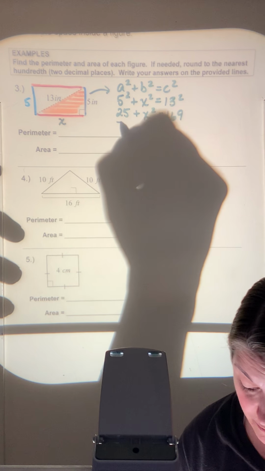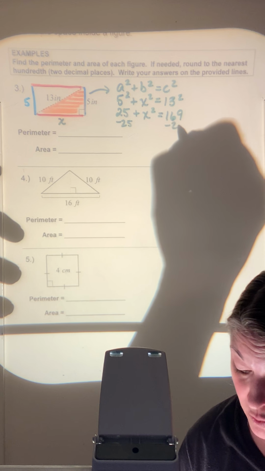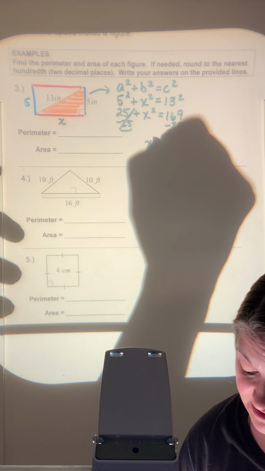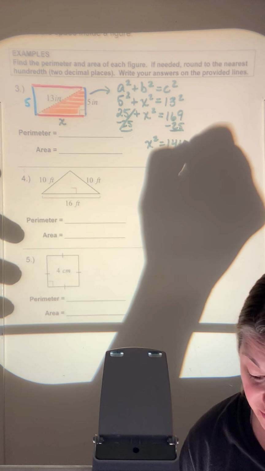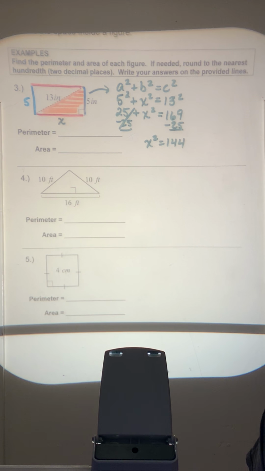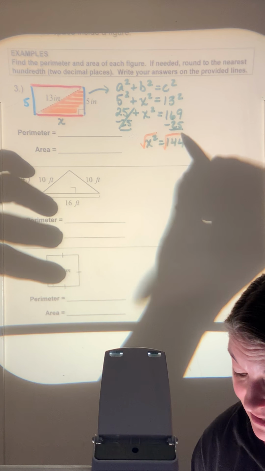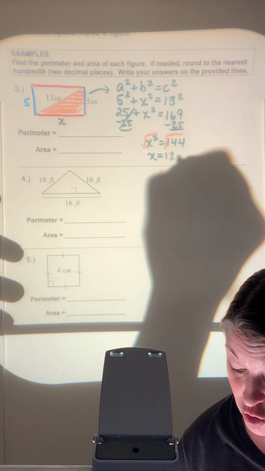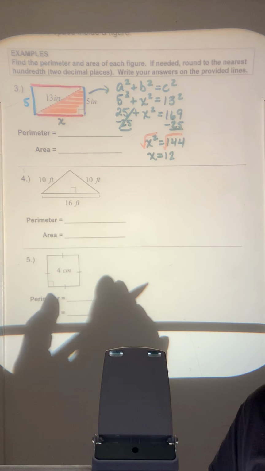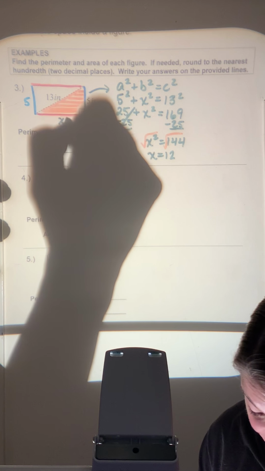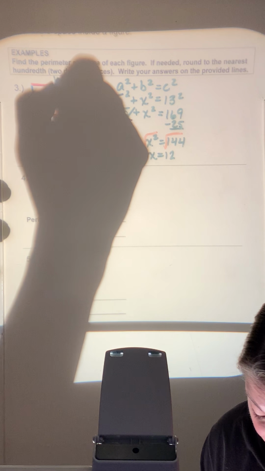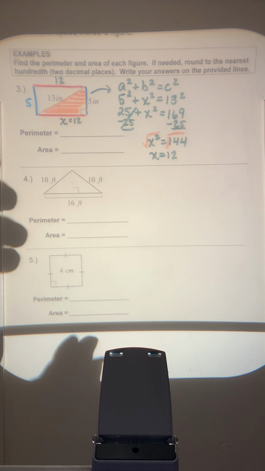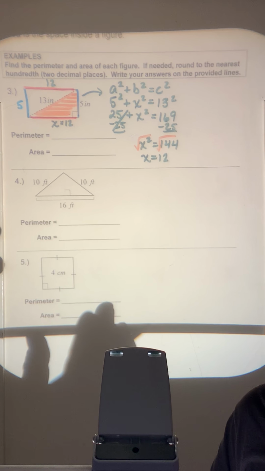Subtract the 25 from both sides. We've got to get the x squared alone first before we can square root. So that'll give us x squared equals 144. Go ahead and square root to get the x by itself, and that will give us 12. So what we've just figured out here, guys, is that the top and the bottom of this rectangle are just 12 inches. So now I have everything I need, okay?